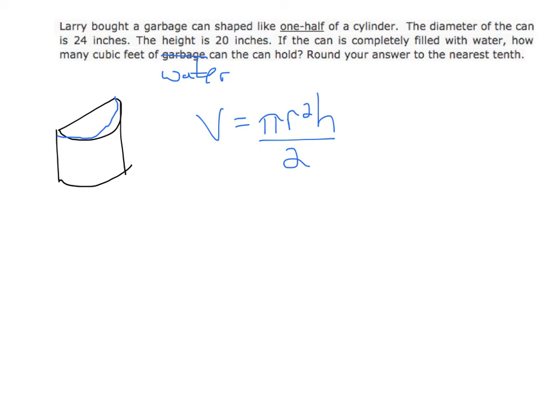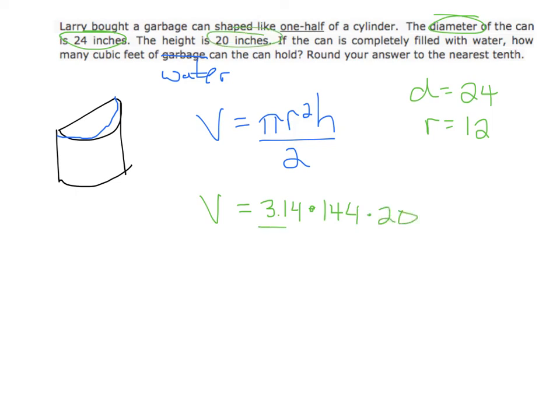Okay, so let's take a look at what we know, and we can plug in. Volume equals 3.14 times the diameter is 24 inches. So if the diameter is 24, we want to use the radius, which would be half of that, so that's 12. Now, we want to square the radius, so 12 times 12 is 144, times the height, which is 20, and then we have to divide the whole thing by 2 because we only are using half of the garbage can. We're not using this green part that I drew. We're only using the half of it.